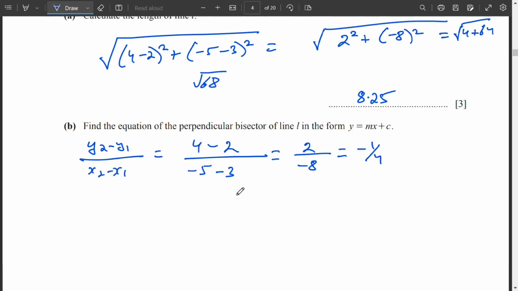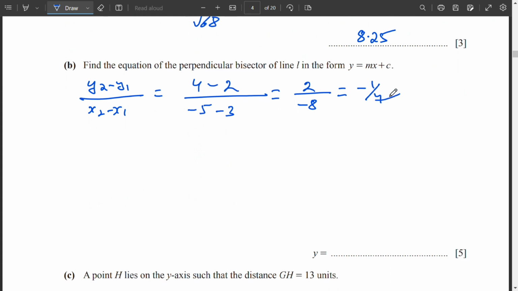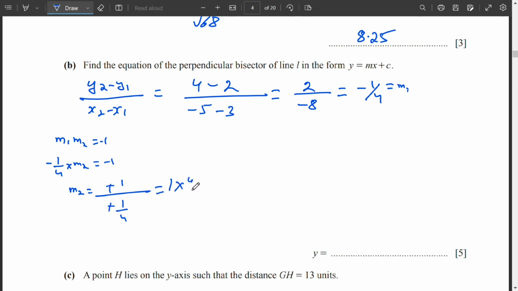But we have to find the line which is perpendicular to this. Again, doing the same thing. Consider this as M1. Now we have to find the slope M2. We know that for perpendicular lines, the product of the slopes is minus 1. M1 is minus 1 by 4, into M2 equals minus 1. So what is M2? M2 is minus 1 upon minus 1 by 4. Minus minus becomes positive, and this will be reciprocated to 4 by 1, which equals 4.